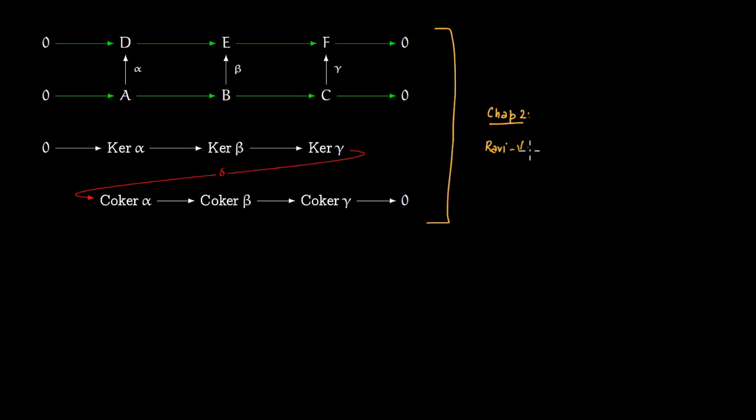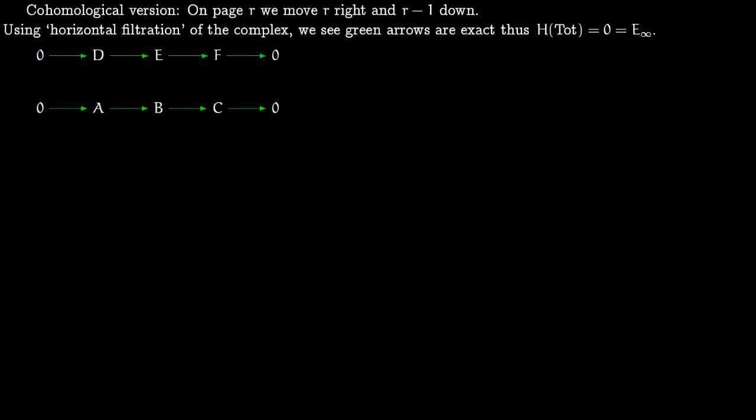So let us go on now to the cohomology spectral sequence and see how easy it is to prove the snake lemma. We have already done the snake lemma before in the playlist on the snake lemma, but now see how easily we can do it using spectral sequences. We use the cohomological version of spectral sequences. In the cohomological version, the arrows are in the opposite direction to homology. So on page R, we move R right and R minus 1 down. This is what we are going to use.